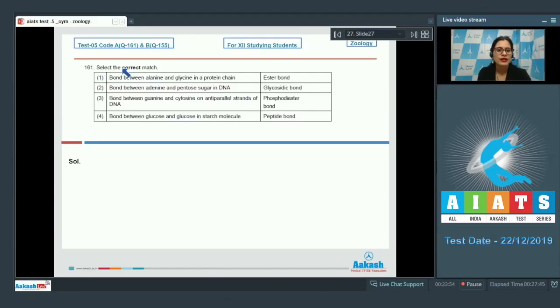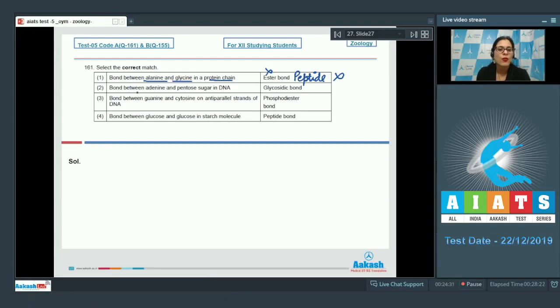Question number 161. Select the correct match. The very first match given is bond between alanine and glycine in a protein chain, and the bond given is ester bond. As it is an incorrect match, this cannot be a correct answer to our question, because the bond that is present between alanine and glycine, which are amino acids, in a protein chain is a peptide bond and not an ester bond.